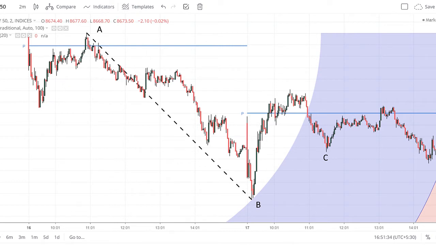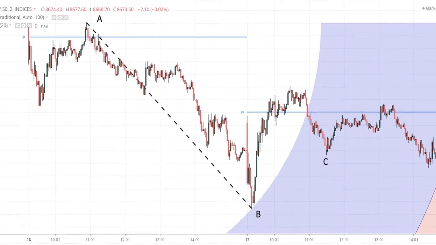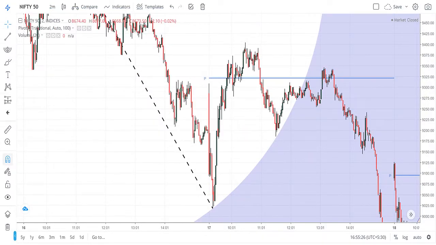But things don't end here. Now you have to adjust the scale of the chart in such a way that point C is on the semicircle. The reason we want point C on the semicircle is that point C is the first higher low of the retrace. In an uptrend, we look for the first lower high of the retrace. After adjusting the scale to get point C on the semicircle, this is what we get.